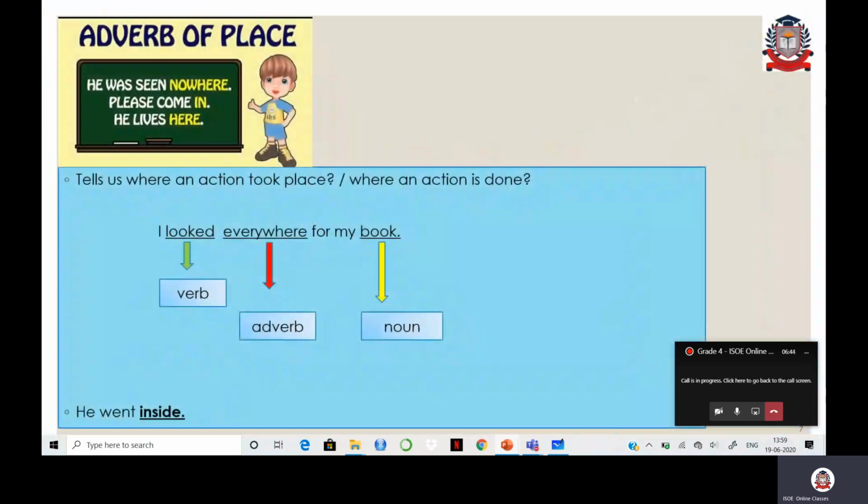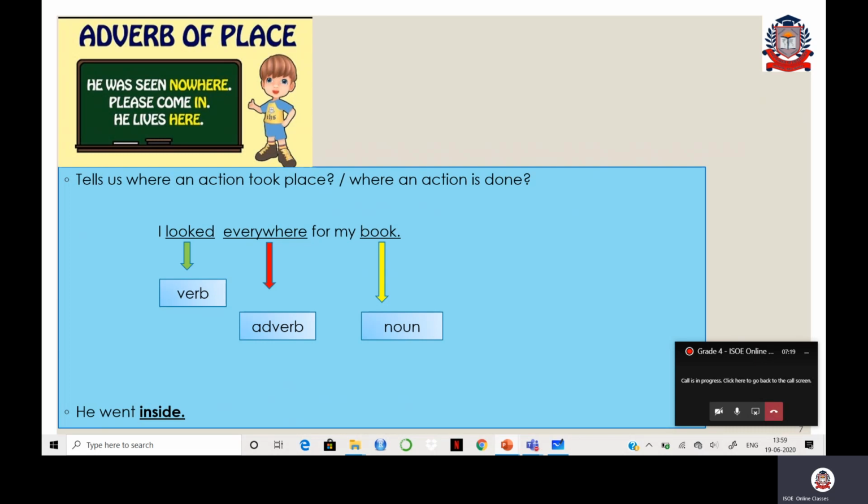Second is adverbs of place. It tells you where an action took place or where an action is done. That means it tells you where it happened. Did it happen inside the house, or outside the house, or nearby your house, like that. So let's see the example. I looked everywhere for my book. Looked is a verb, everywhere is an adverb, and book is a noun. So where did I look for my book? I looked everywhere. So it tells you the place where you were looking for the book.